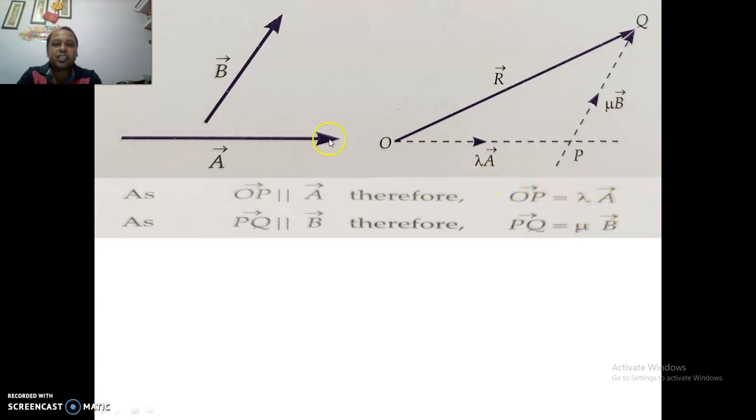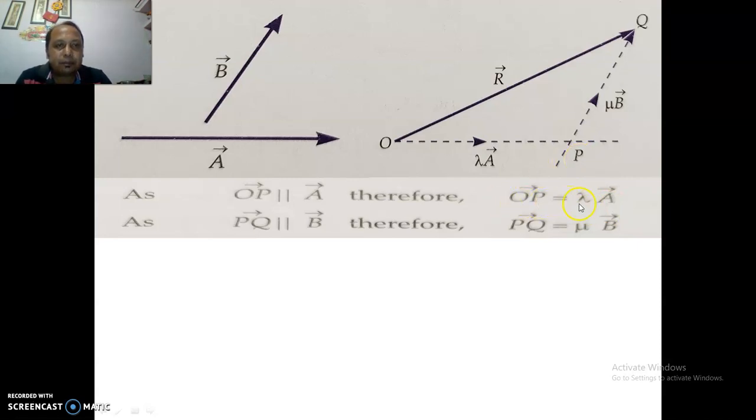You can see here that vector a may not be equal to vector OP lengthwise. That is why vector OP and vector a are the same direction-wise. Therefore, vector OP is represented by lambda times vector a, and similarly vector PQ, which is parallel to vector b, can be represented as mu times vector b. This symbol is pronounced as mu. So I hope this is clear to you.